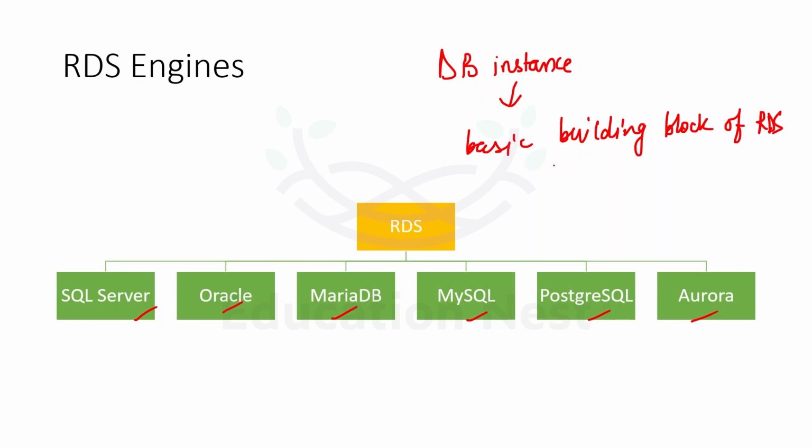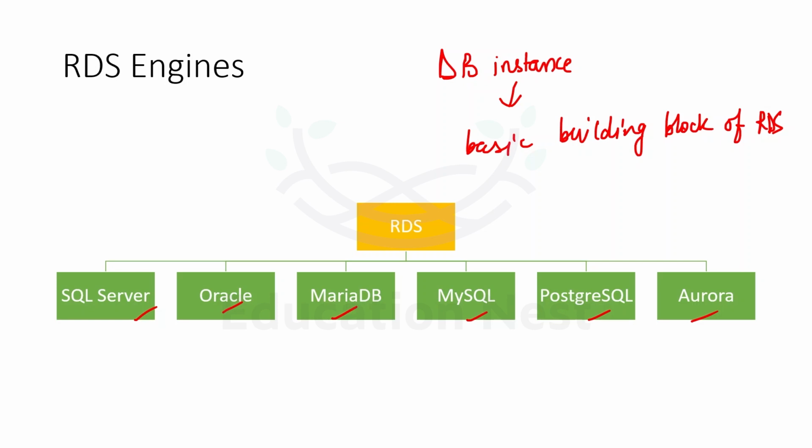Now, we have talked about these different engines that we have, right? So a database engine is nothing but the specific relational database software that will be running on your DB instance. So when you create your DB instance, you have to decide which engine you want to run on that particular DB instance, right? And obviously, whenever you are creating your database instance, you would require some storage for it, right?